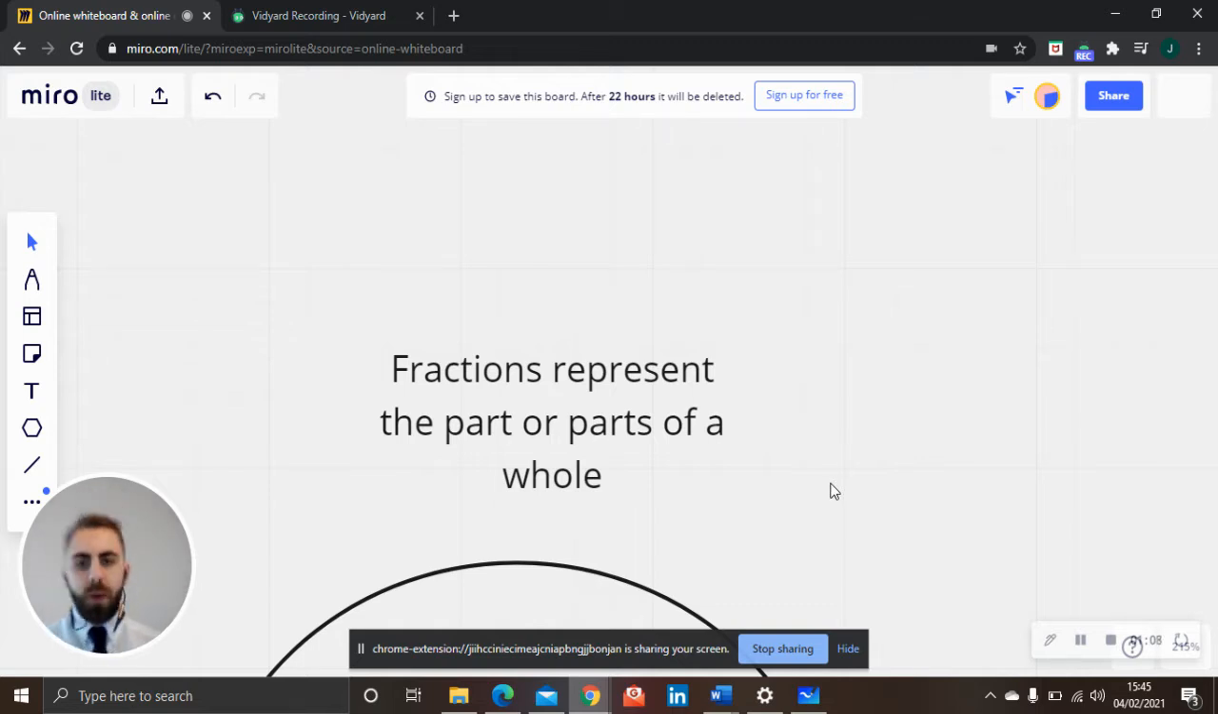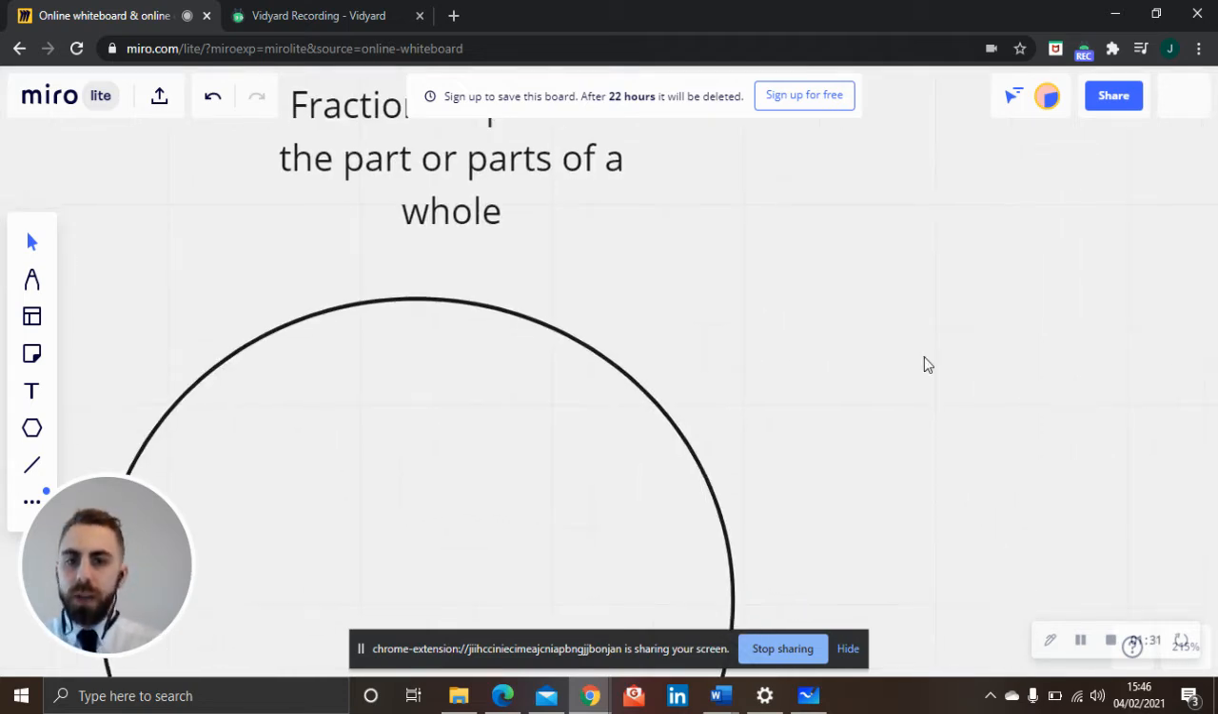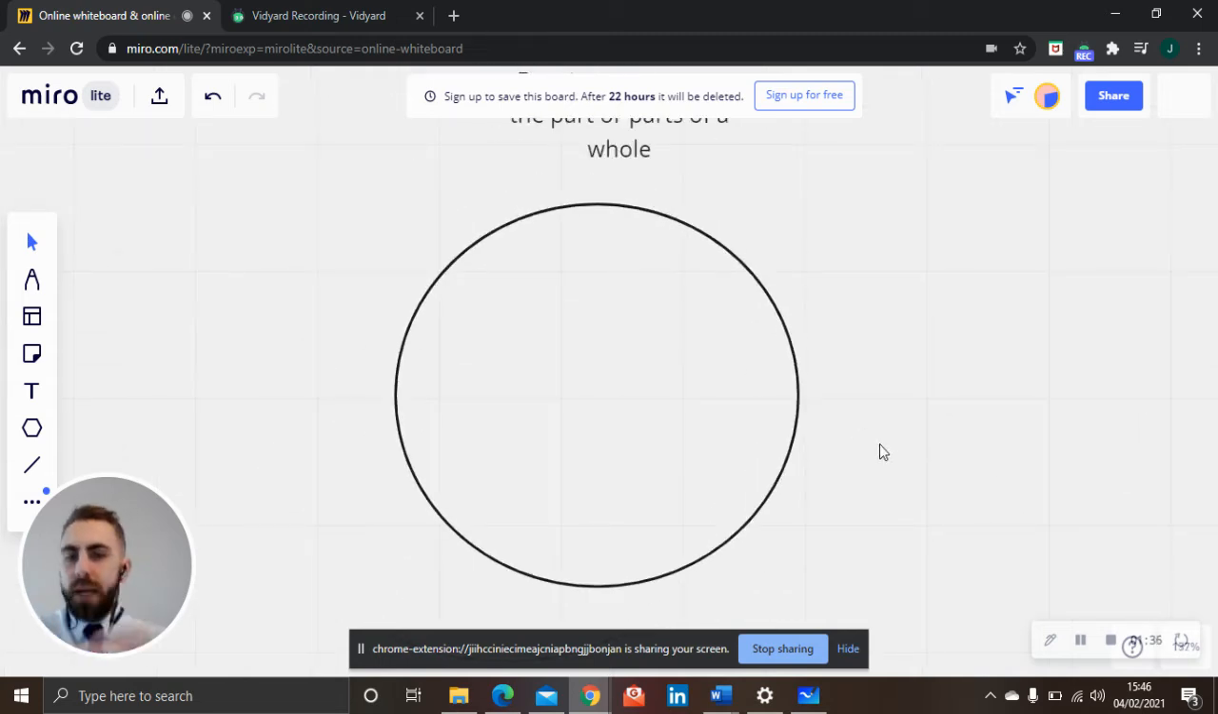So fractions represent the part or parts of a whole. Now, when I say whole, I don't mean the sort of hole that you can fall in or the sort of hole that Stanley's digging up at Camp Green Lake. I mean a whole as in the whole of something. So the whole of perhaps this pizza, like you can see on screen now. We're going to pretend that this is a pizza, but it could be a cookie, or it could be a ball. It could be anything. So it's just a whole.